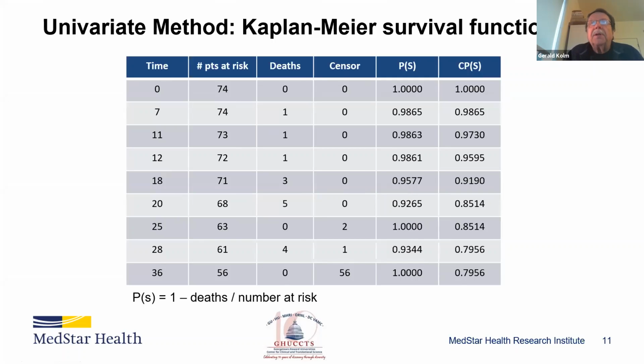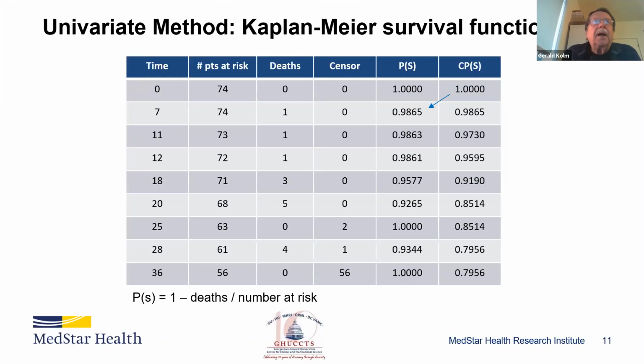Well, it's just the cumulative probability at the preceding time, and then you multiply that by the next probability of survival. So in this case, for example, at time 0, the probability of survival is 1 because nobody is dying at time 0. And so we have 74 patients at risk, so the probability and the cumulative probability at that point is just 1. That's 1 minus 0 over 74.